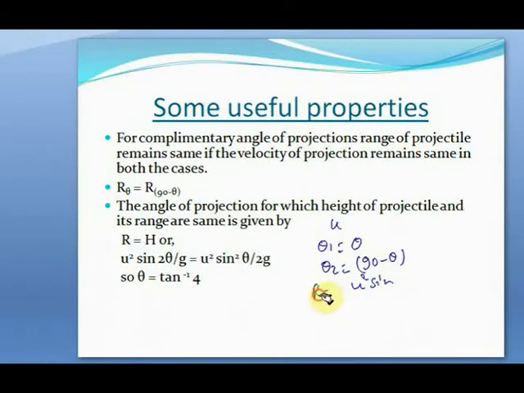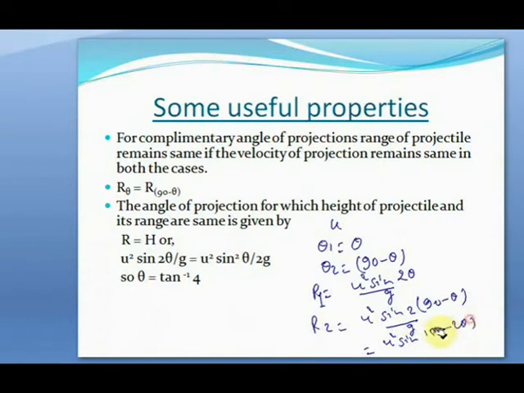So in the first case, the range R1 would be u square sine 2 theta by g, and in the second case, range R2 would be u square sine 2 theta 2 by g, where the value of theta 2 is 90 minus theta, which is equal to u square sine of 180 minus 2 theta by g, which is again equal to u square sine 2 theta by g. So here we can see that R1 is equal to R2.